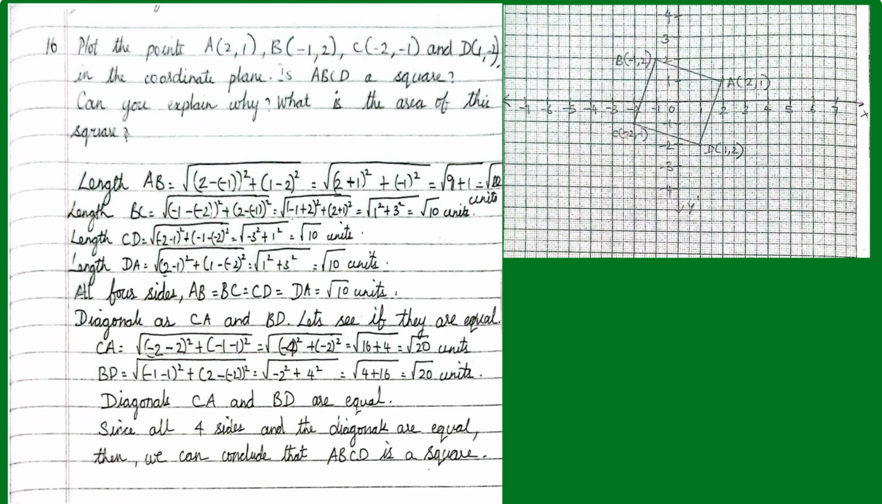The length of the side AB can be found out by making use of the distance formula. So length AB happens to be square root 10 units, which is the same as length BC, same as length CD and same as length DA. Each of the sides is equal to square root of 10 units. Now the diagonals CA and BD, how do we take the measurement? By making use of the same formula, we can find the lengths of the diagonals, and they happen to be the same also, which is equal to square root 20 units. Since all the four sides and all the diagonals are equal, we conclude that ABCD is a square.